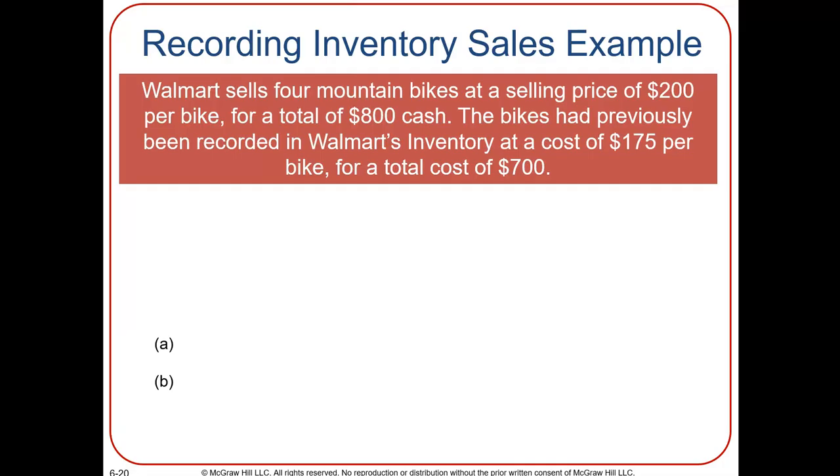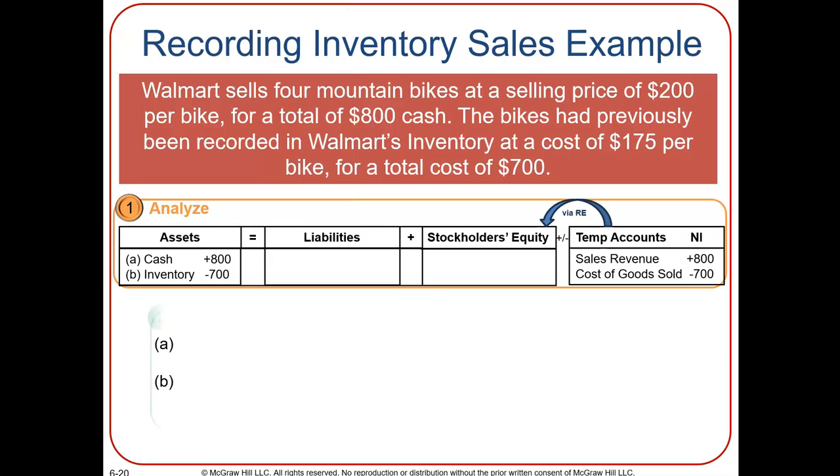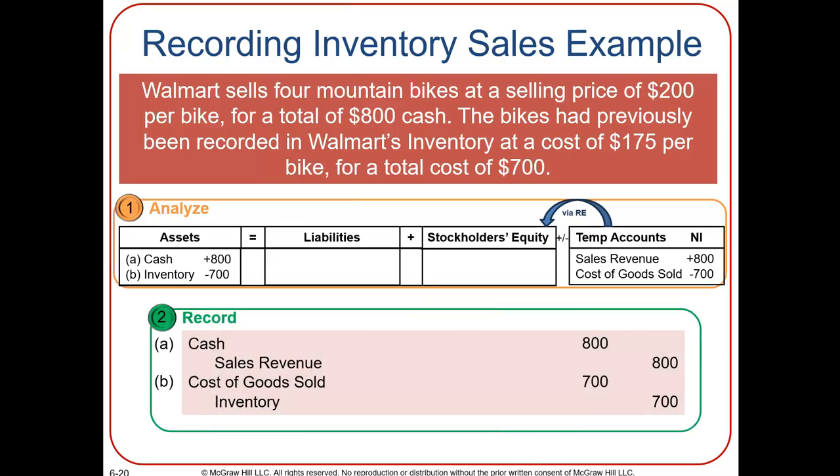Walmart sells 4 mountain bikes at a selling price of $200 per bike for a total of $800 cash. The bikes had previously been recorded in Walmart's inventory at a cost of $175 per bike for a total cost of $700. So there's the whole entire thing that we just looked at, right? But it's 2 journal entries.